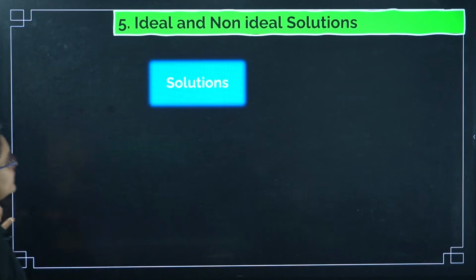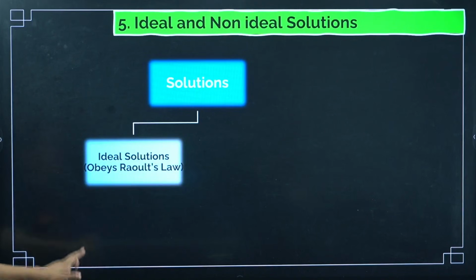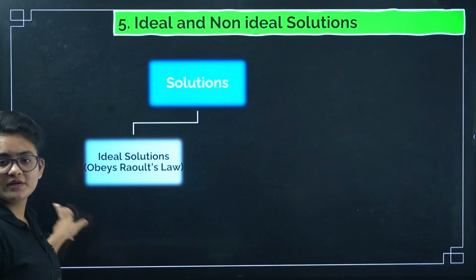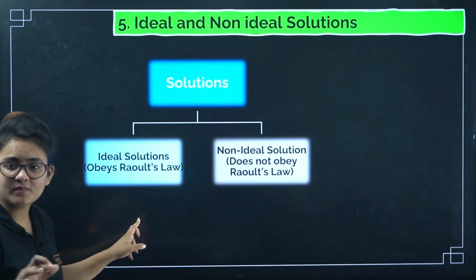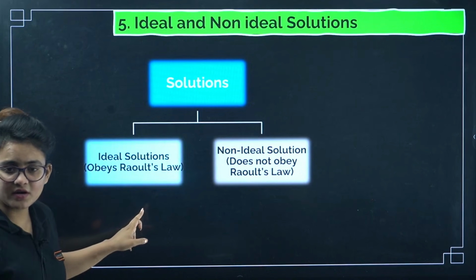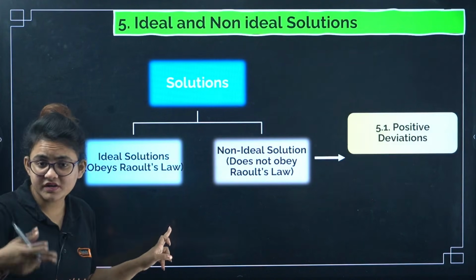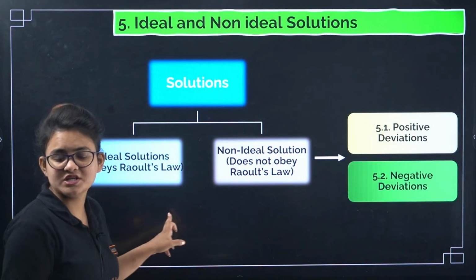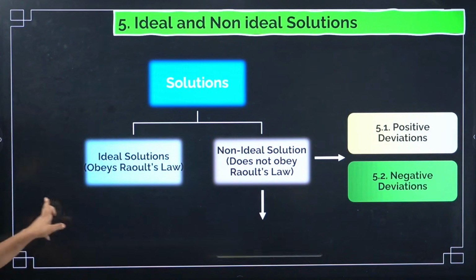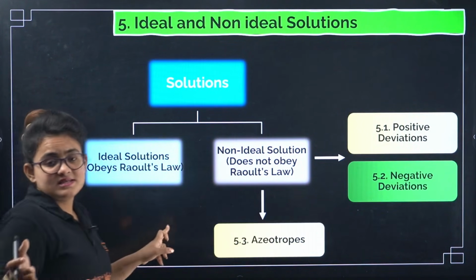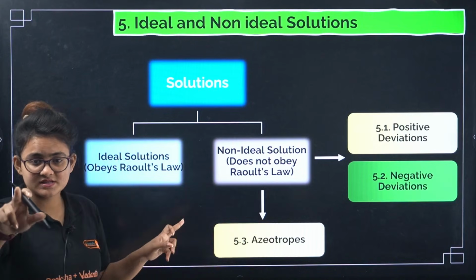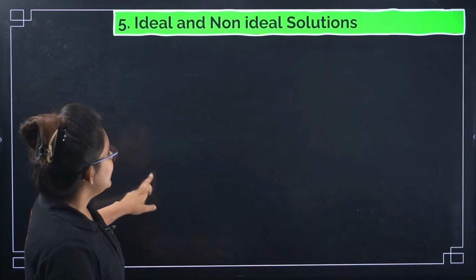Let's proceed further to ideal and non-ideal solutions. A solution that obeys Raoult's law we call an ideal solution. If they don't obey, then we call it non-ideal. In non-ideal cases, again two segments will come: positive deviation from Raoult's law and negative deviation from Raoult's law. Proceed further. In non-ideal cases, they form azeotropes, which is going to be one of the most important topics. Let's proceed.